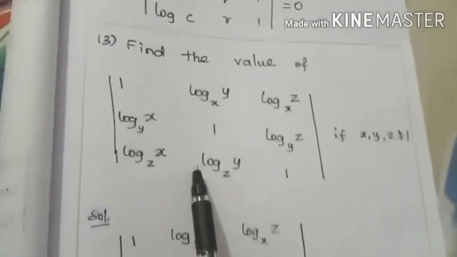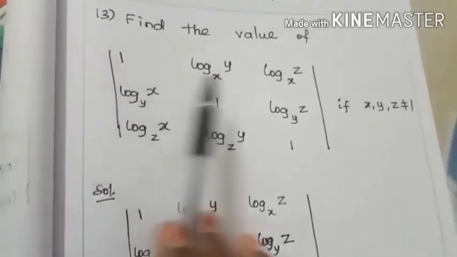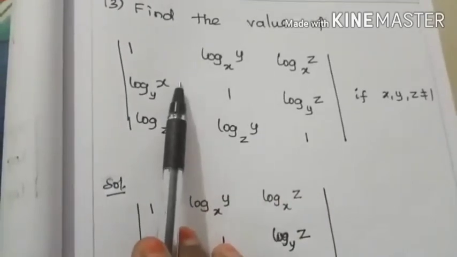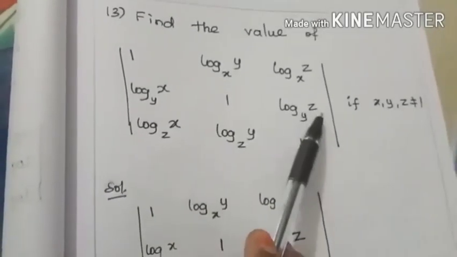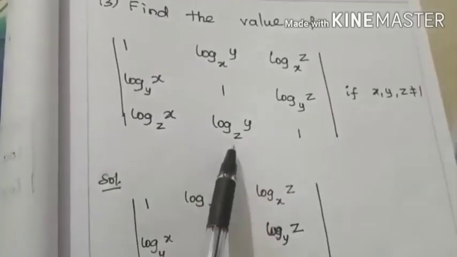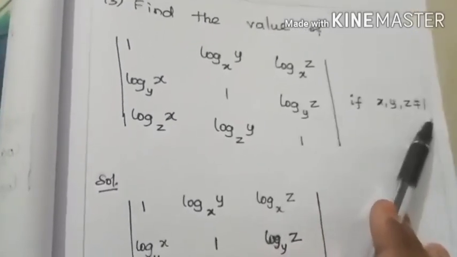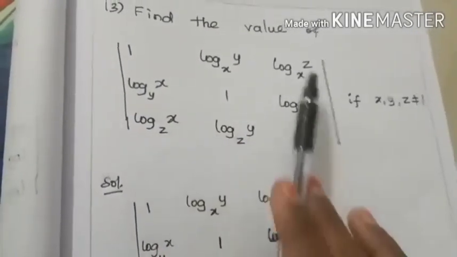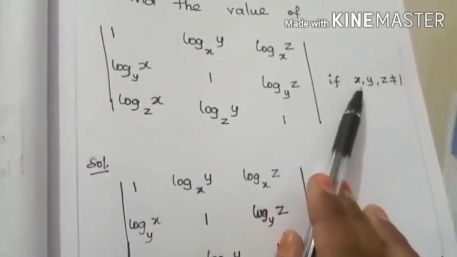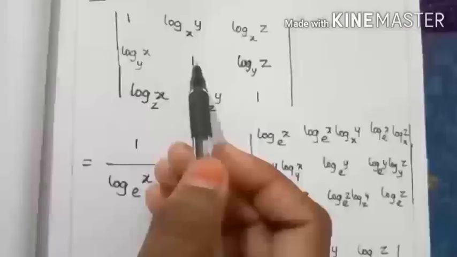Next question. Question number 13. Find the value of the determinant 1, log y base x, log z base x; log x base y, 1, log z base y; log x base z, log y base z, 1, if x, y, z not equal to 1. So find the value of this determinant. The given condition is x is not equal to 1, y is not equal to 1 and z is not equal to 1.